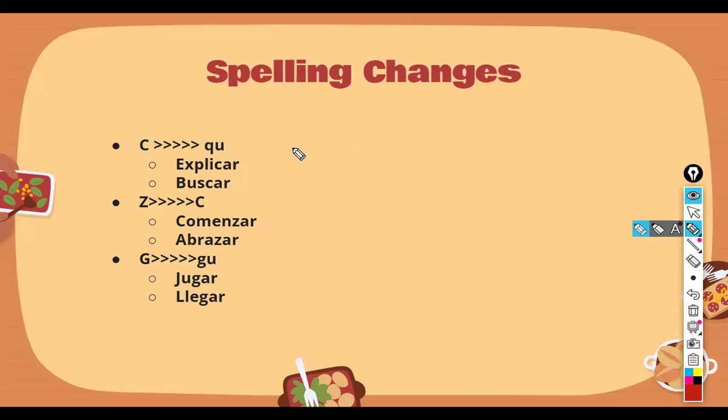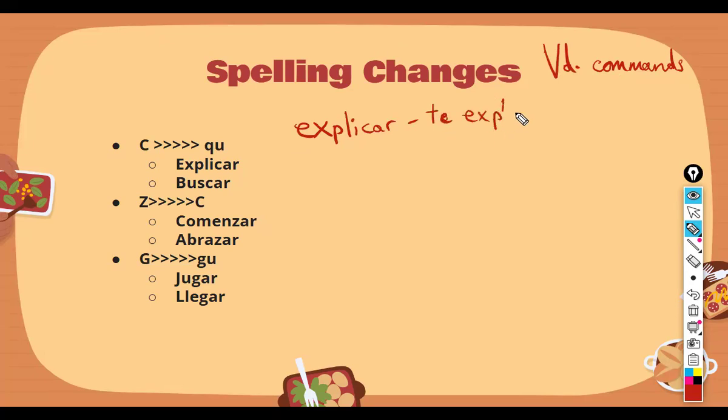All right, so we have explicar. Let's say we're doing usted commands. So explicar, right? To explain. Explico is the yo form, yo explico, right? Now, when the C is in front of an O, we get a K sound, a hard C, right? We take off the O now. It's an AR verb, so we have to add E for usted, right?